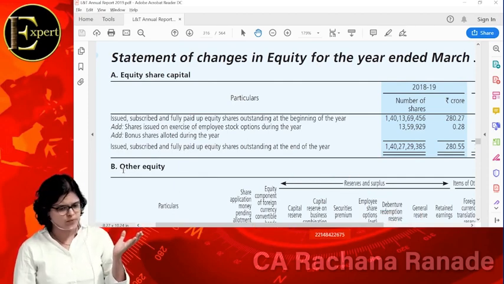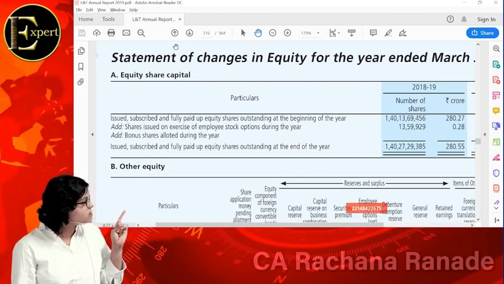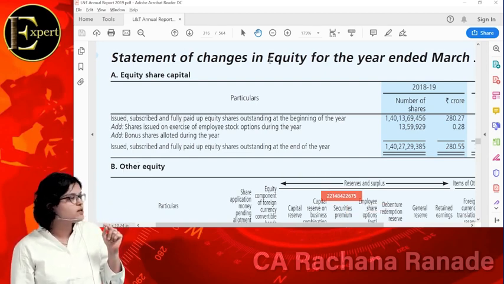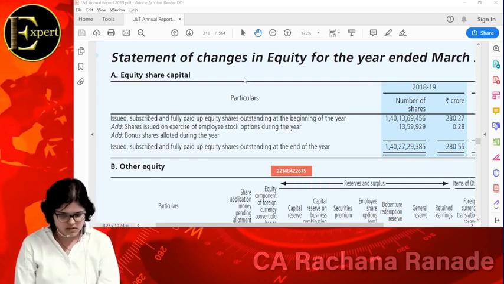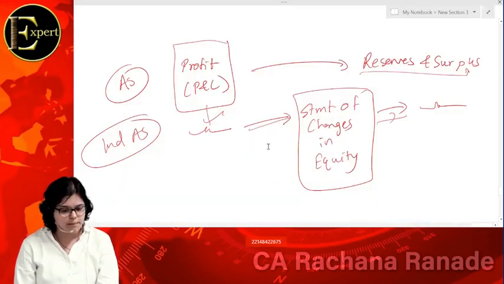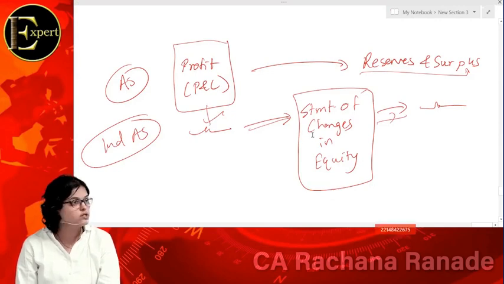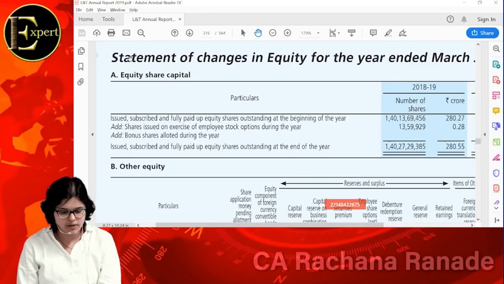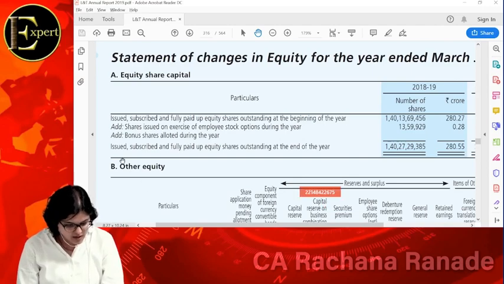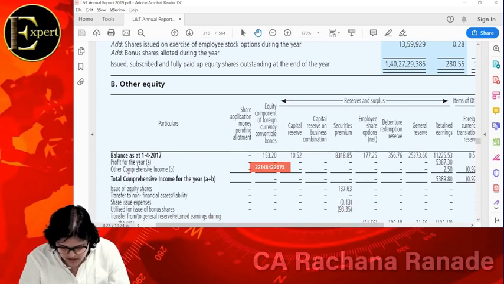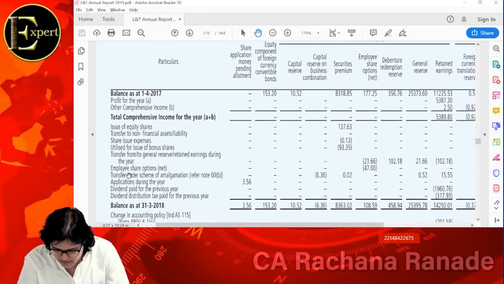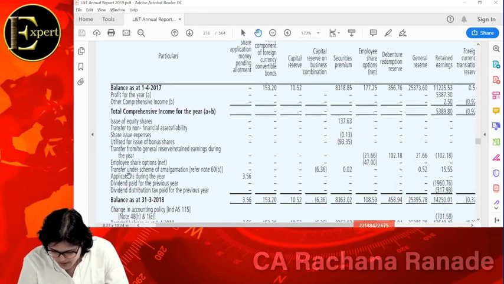Reserves and surplus, na? So now just check here. Ideally, under the statement of changes in equity, we should find our 6677 point something. Correct, na? As per our logic, P&L should first get transferred to the statement of changes in equity and then to reserves and surplus. So under the statement of changes in equity, we get this other equity. And what was other equity? Reserves and surplus. So let us check if we find this 6677 here. If we still don't find it, that would be too much.